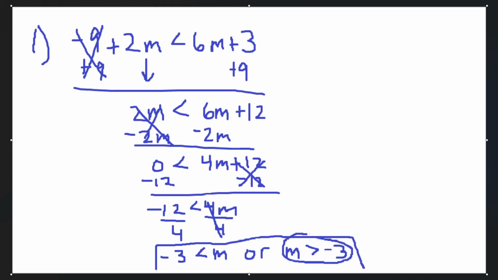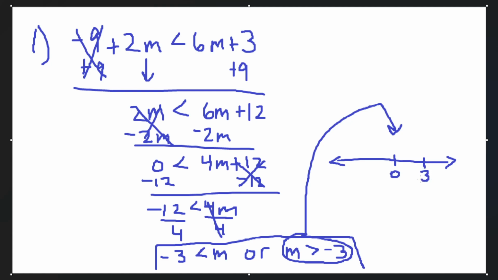Now if we were looking at m greater than -3, if we wanted to plot this on a scale, say this is 0 and this is 3, and then beyond 3 is positive infinity. And then on this left side, this is -3, and then beyond that is negative infinity.